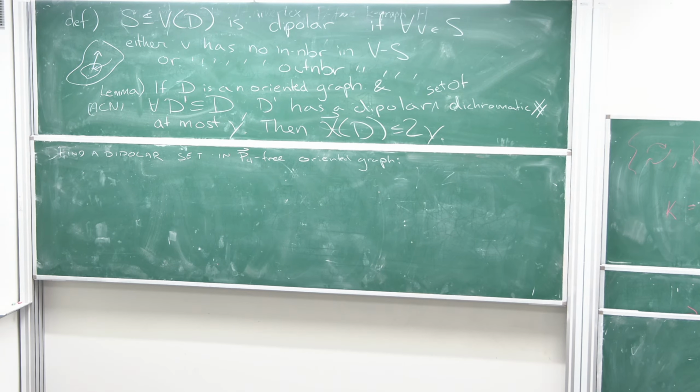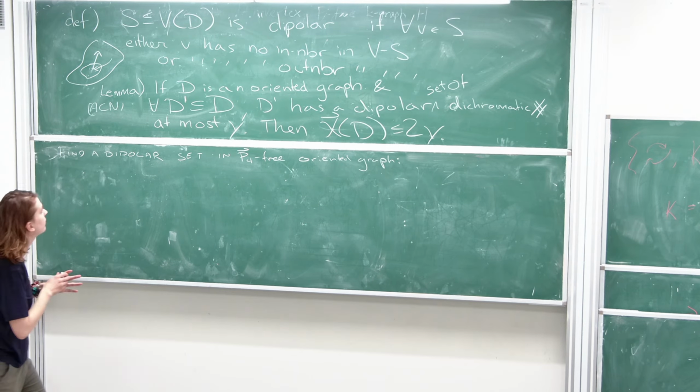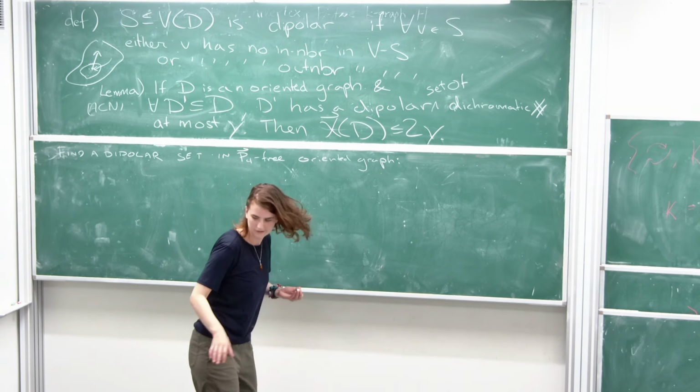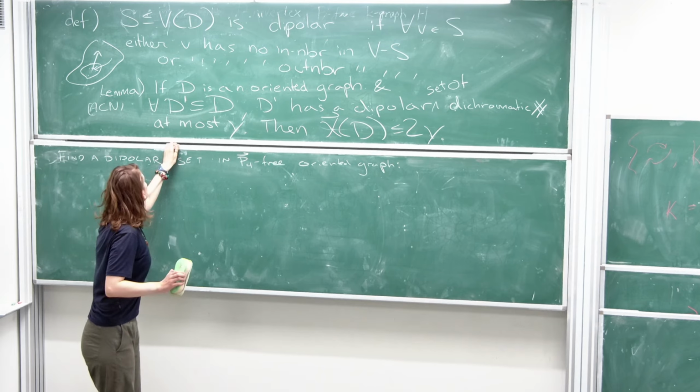And then you should probably also say the dichromatic number of D is at most gamma. So the dipolar set itself induces a graph of dichromatic number at most gamma. No, but the set is a subset of D prime. D prime is an arbitrary graph, so you don't know.